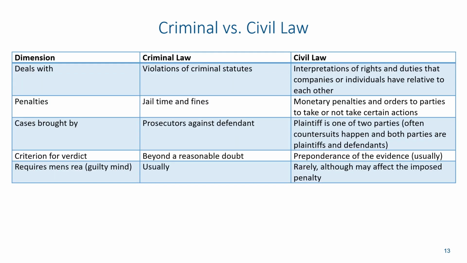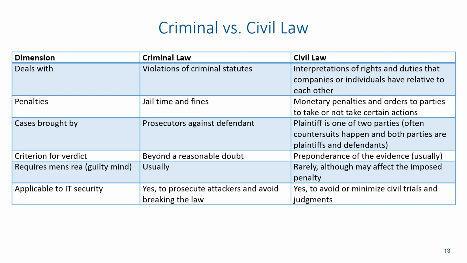When you're looking at digital evidence, you need to consider criminal versus civil law. Criminal law looks at beyond a reasonable doubt, meaning that there is no evidence to the contrary, whereas civil law looks at the preponderance of the evidence. So basically, if 50% or more of the evidence sides with one case, we're typically going to side with that case. So do these apply to IT security? Yes. In criminal law, to prosecute attackers and avoid breaking the law. And in civil law, yes, to avoid or minimize civil trials and judgments.